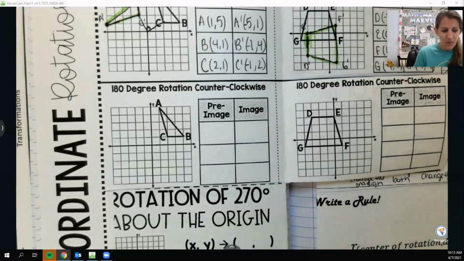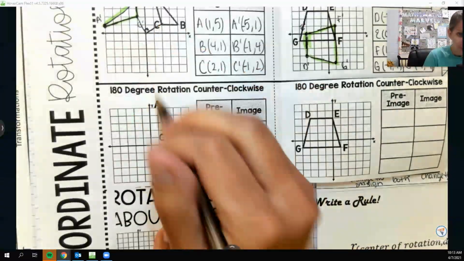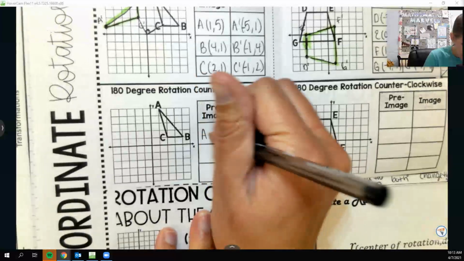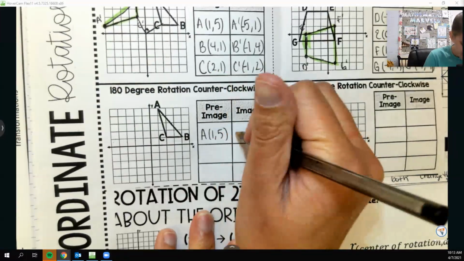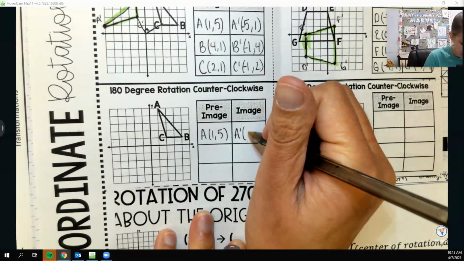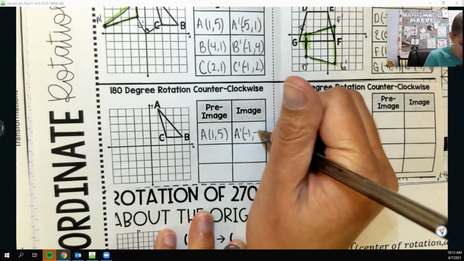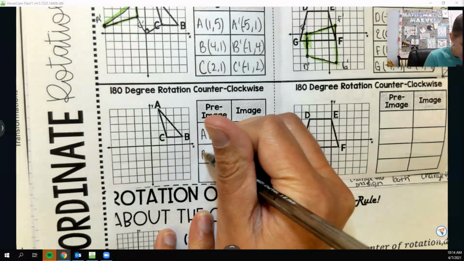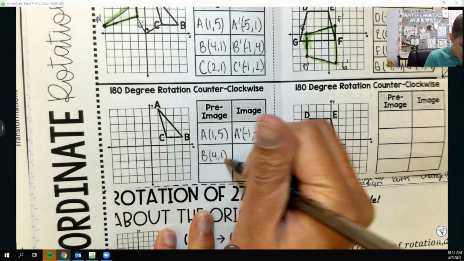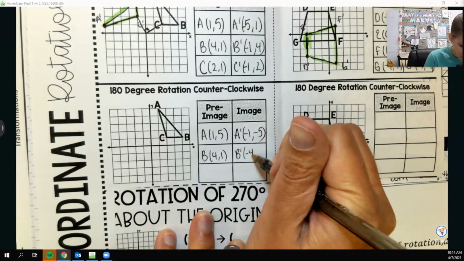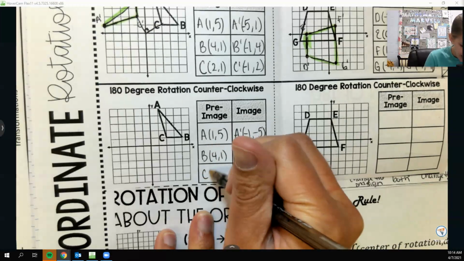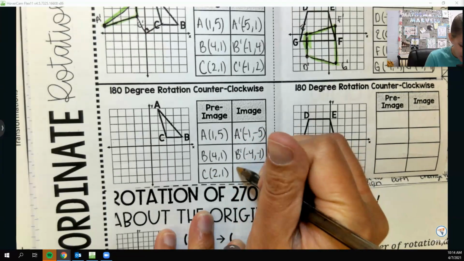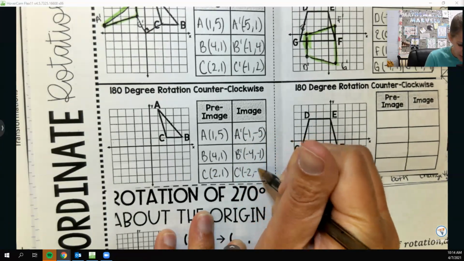Alrighty, so staying with that one here, same triangle. So A was at 1, 5. Rotating 180 means I'm just going to change the sign. B was at 4, 1, so B prime will be at -4, -1. And C was at 2, 1, so C prime will be at -2, -1.